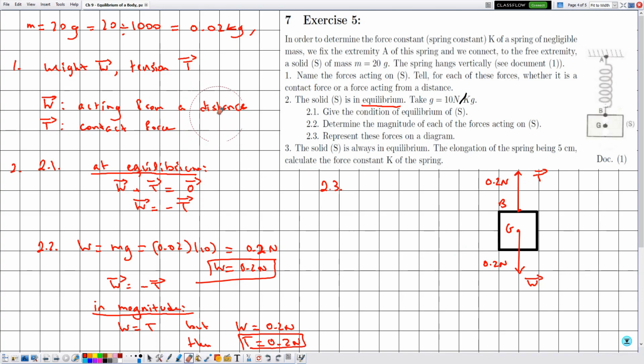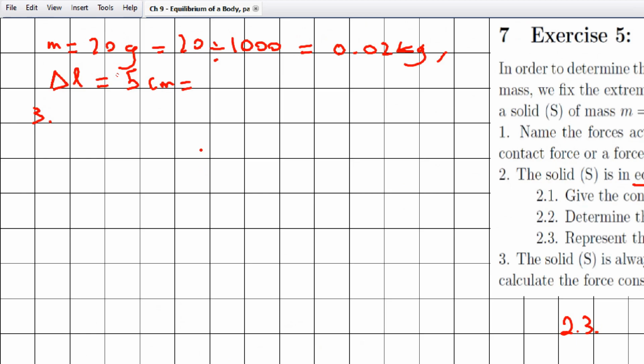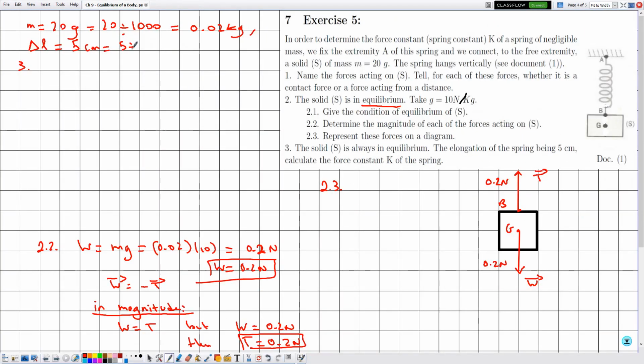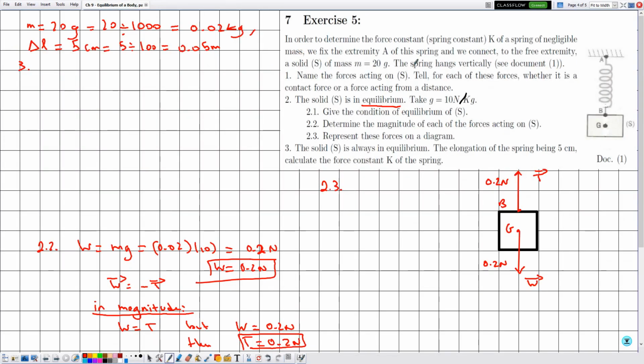Let me make some space here. Now in number 3 they are telling us the solid S is always in equilibrium, the elongation of the spring being 5 centimeters. Then the value of delta L is equal to 5 centimeters. Knowing that the centimeter is not the SI unit of measure of a length, in order to convert from centimeters to meters, we need to divide by 100. Then 5 divided by 100 is equal to 0.05 meters.